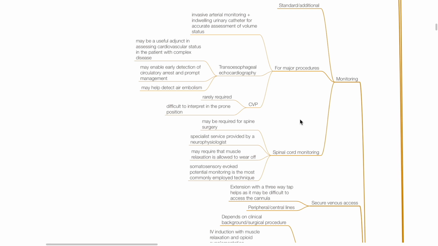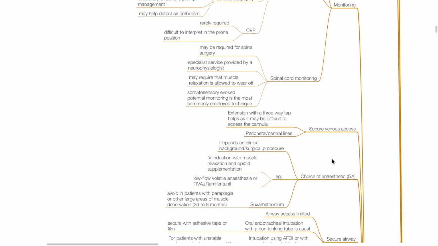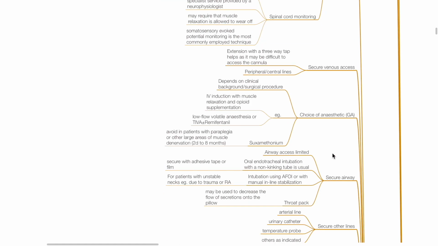Spinal cord monitoring may be required for spine surgery. It is a specialist service provided by a neurophysiologist. Somatosensory evoked potential monitoring is the most commonly employed technique. Secure venous access. Options include peripheral or central lines. Extension with a three-way tap helps, as it may be difficult to access the cannula.